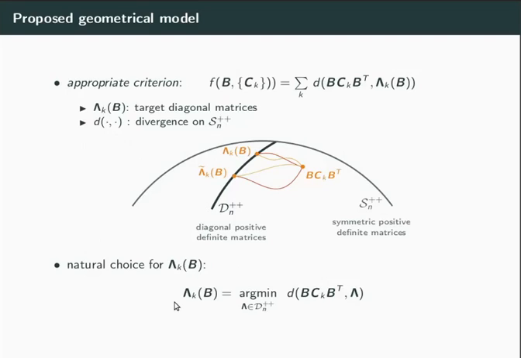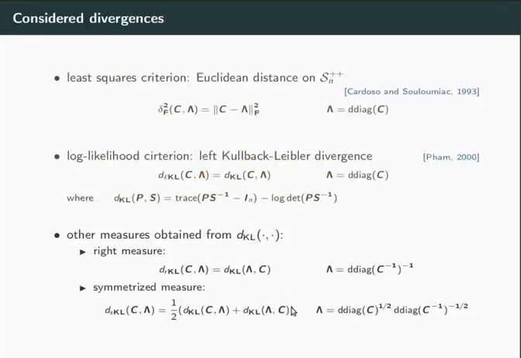Okay, so once we have chosen some divergence D, there is a natural choice for the target diagonal matrices, which is given by the projection according to D of the transformed matrices onto the set of diagonal matrices. Okay. So in this work, we have considered several divergences, and the nice thing with this modelization is that, firstly, we find the usual criteria used for approximate joint diagonalization.